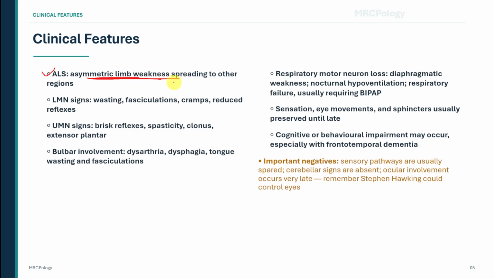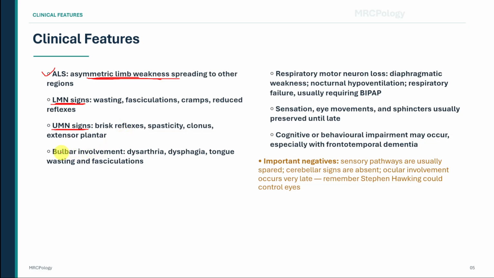Lower motor neuron signs include wasting, fasciculations, cramps, flaccid weakness, and reduced reflexes. Upper motor neuron signs include spasticity, brisk reflexes, clonus, and extensor plantar responses. MRCP trap: do not exclude amyotrophic lateral sclerosis because the reflexes are brisk in a wasted limb. Wasting with brisk reflexes is a classic clue to combined lower and upper motor neuron disease.